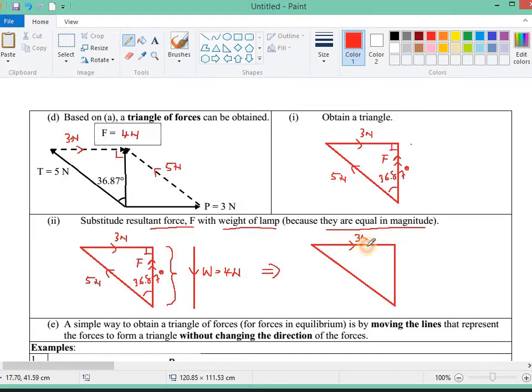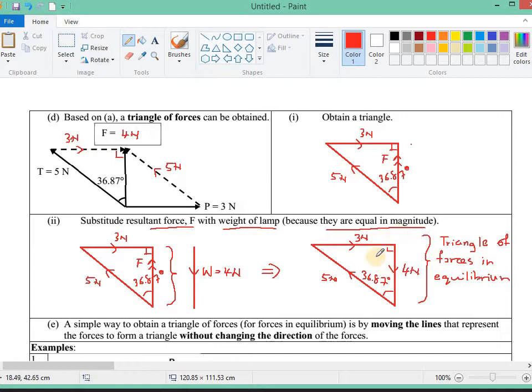This is 3 Newton. This is 5 Newton. This angle is 36.87 degree. And this line is replaced with weight, so weight is going downward, 4 Newton. So you see, now this triangle is a triangle of forces. This is a triangle of forces in equilibrium.